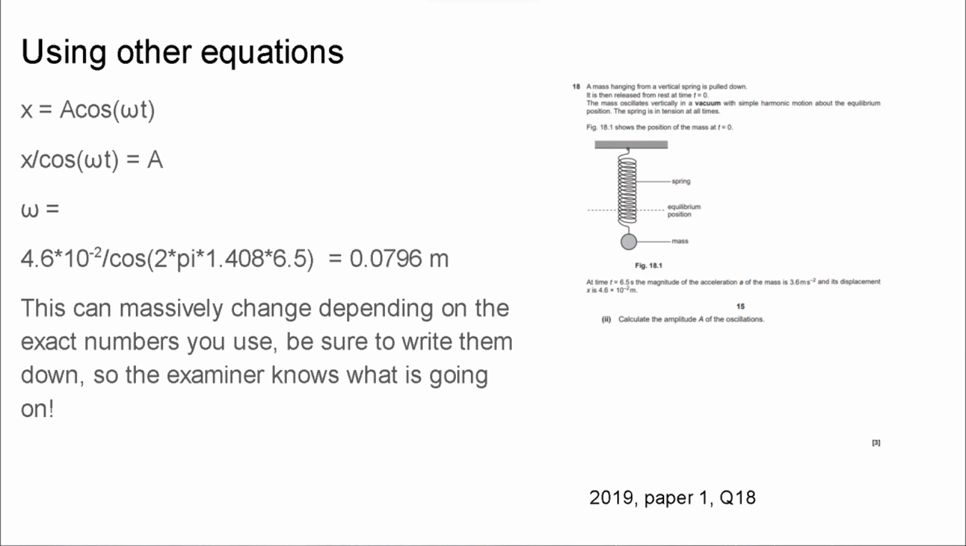The exact answer you get can massively change depending on the numbers you use. For this question in particular, there was a list of vastly different numbers you could put in as your value for f, and that would alter the answer you got. You will be rewarded no matter which of those numbers you use. However, it is worth writing down which numbers you have used so that the examiner knows that you haven't made a mistake or answered incorrectly. You have just put in a particular number and that has given you the particular answer.